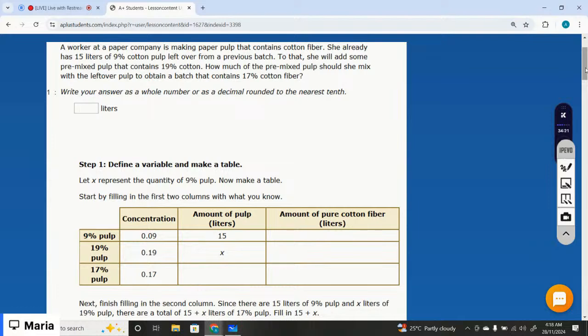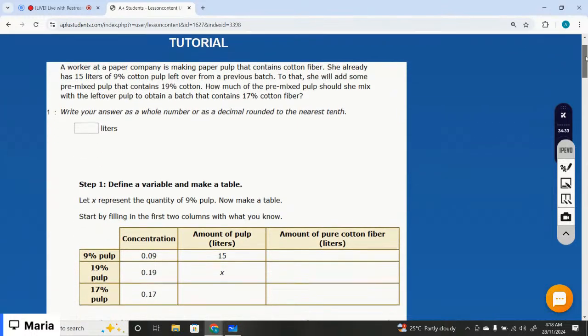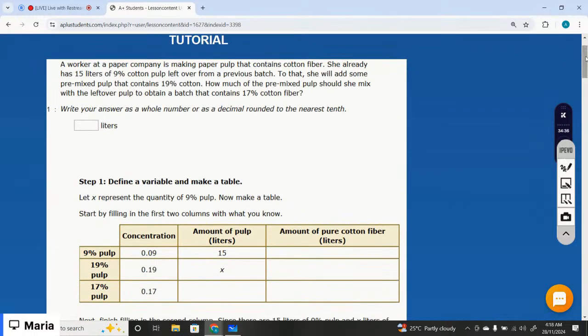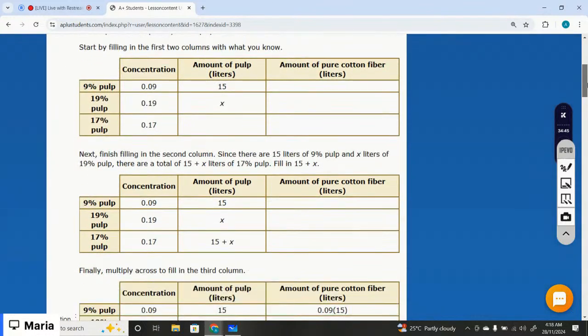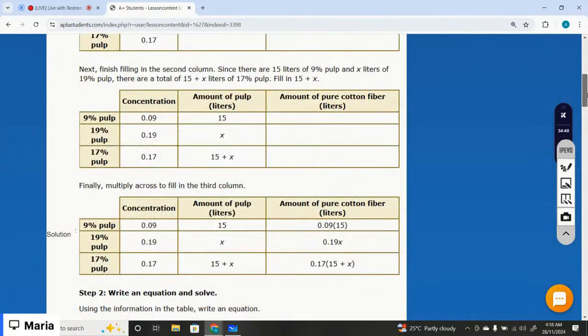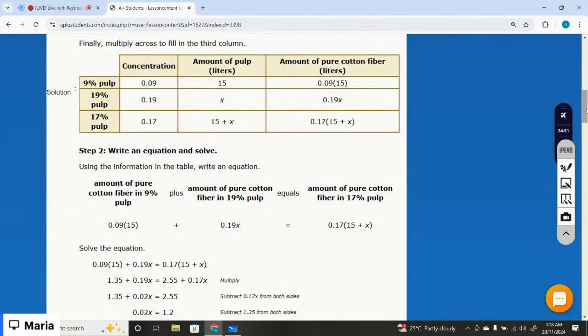9% pulp means you have 0.09 concentration. The amount of pulp is 15. So 19% pulp is 0.19. Write an equation and solve. You have 0.09 times 15 plus 0.19 times x, that equals 0.17 times (15 plus x).